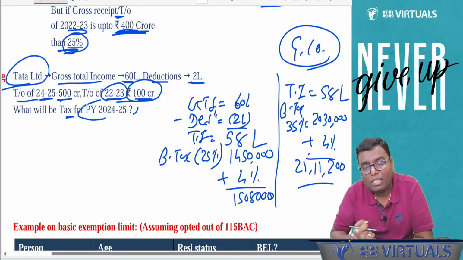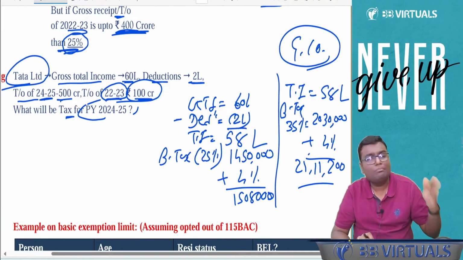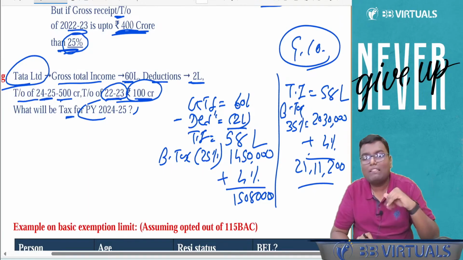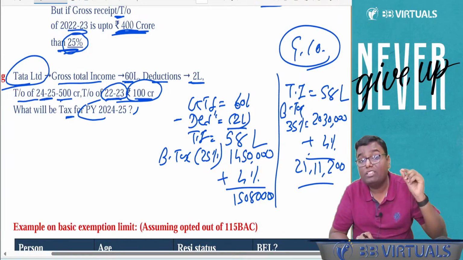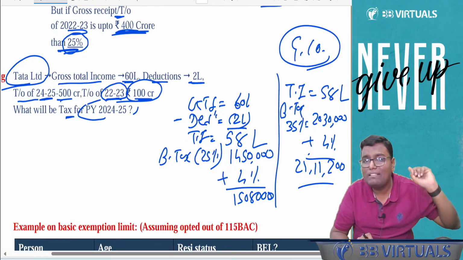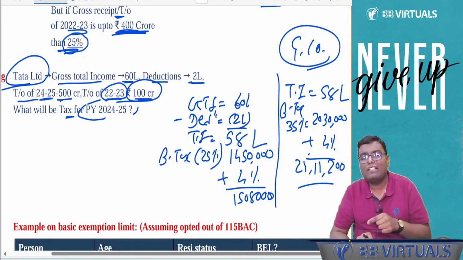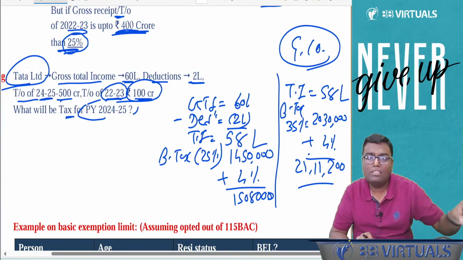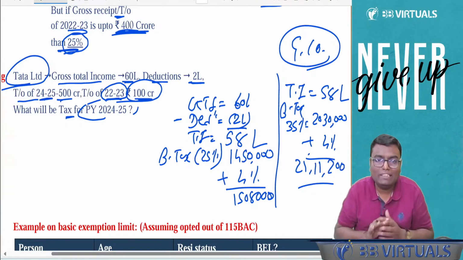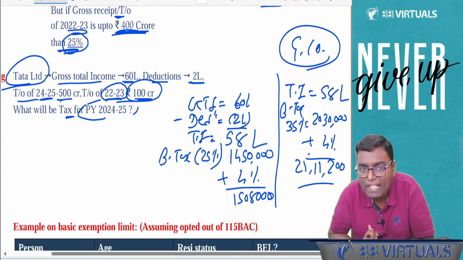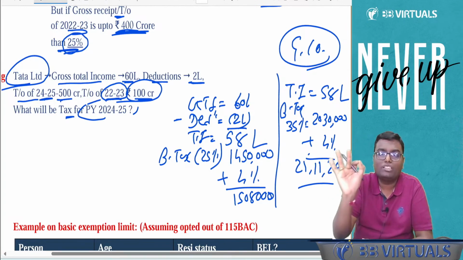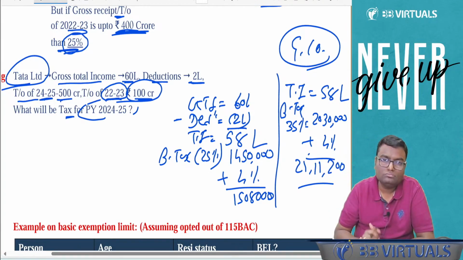What is the tax rate applicable for a company? Foreign company 35%, domestic company 30%. But if the turnover of 2022-23 is less than or equal to 400 crore, then the current year tax rate will become 25%. And on all this basic tax, ultimately what we need to add? 4% health and education cess. Are you getting this? Okay.